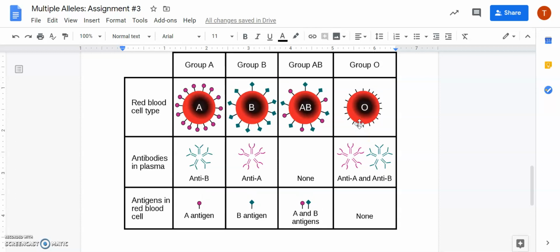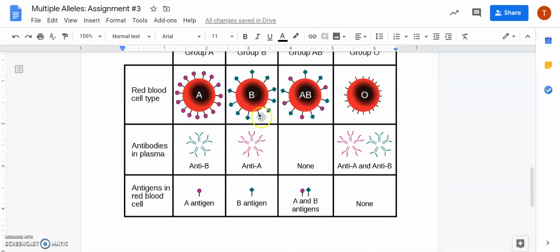So this ABO blood type grouping was discovered when we were starting to learn about blood transfusions, and we were trying to figure out why some people could donate blood to other people and some could not.